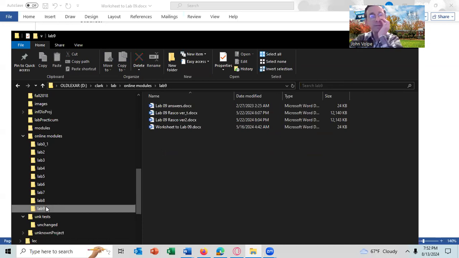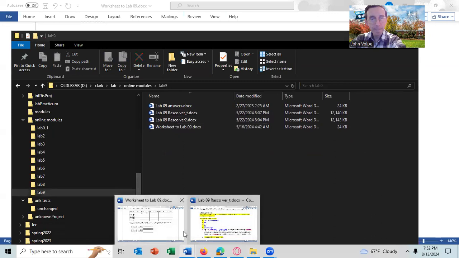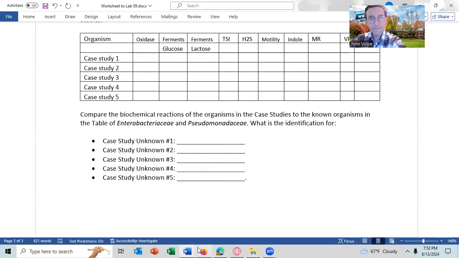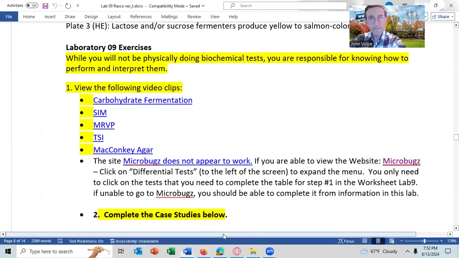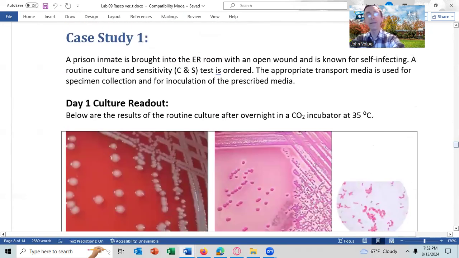Just a minute, I'm trying to think where I've got it. Oh, maybe it's in the... let's see if it's in the lab module. There it is, it's in the lab module.